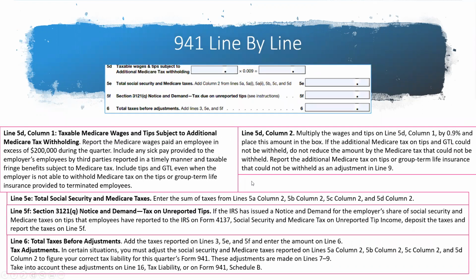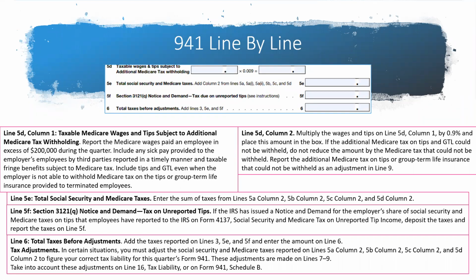Great. I already talked about 5D. Sorry, I got ahead of my slides apparently. 5E is the total Social Security and Medicare taxes. So you're going to add up the column 2 of all of the lines above. Line 5F is a notice and demand for tax due on unreported tips.